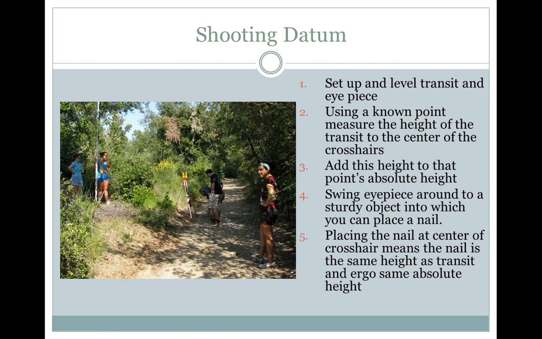The other thing that the transit can be used for is shooting datum. You'll set up the transit again, and this time where it's set up is not as important. Set up and level the transit and the eyepiece. And using a known point, measure the height of the transit to the center of the crosshairs. And then you add this height to the point's absolute elevation height.